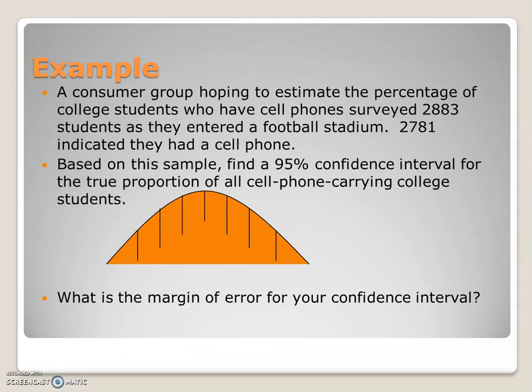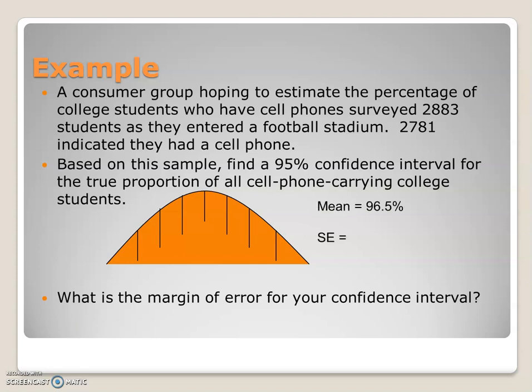Next example says a consumer group hoping to estimate the percentage of college students who have cell phones surveyed 2,883 students as they entered a football stadium. 2,781 indicated they had a cell phone. Based on the sample, find a 95% confidence interval for the true proportion of cell phone carrying college students. Mind you, it is impossible to survey every single college student. So they took a sample of 2,883, and we're going to use that to predict the whole population.